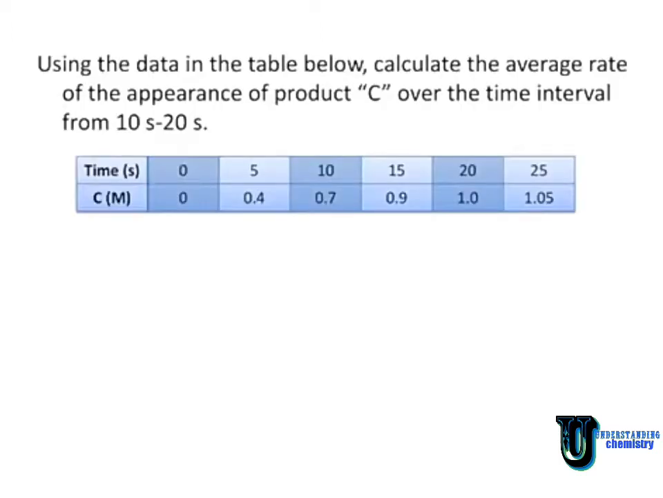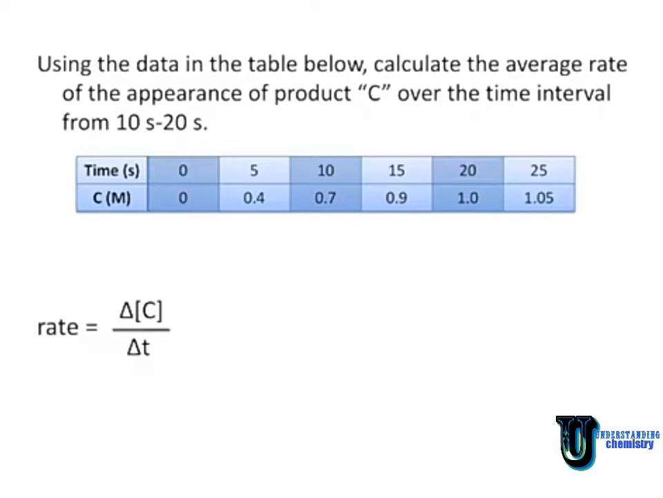So let's just look at one example here where we're going to calculate an average reaction rate. We're going to use the data in the table below and calculate the average rate of the appearance of a product, we'll just call that product C, over the time interval from 10 seconds to 20 seconds. So in this problem, we have our graph and we have time on the top, and then we have the concentration of product C, which is given to us in molarity.